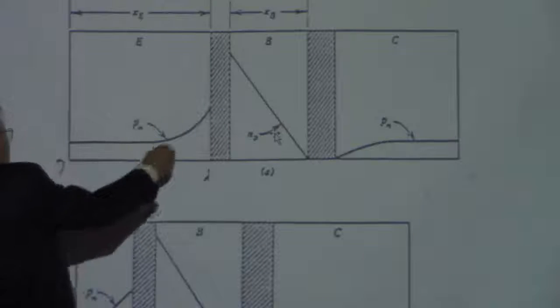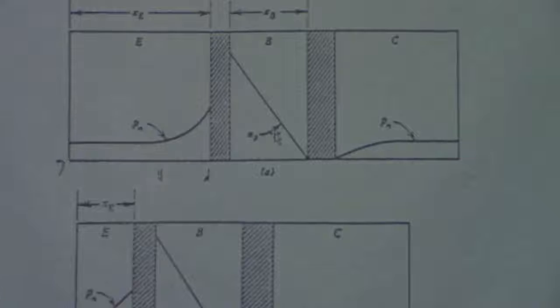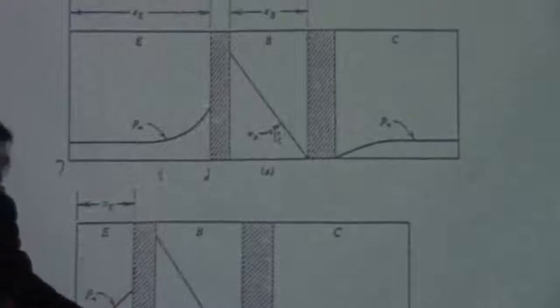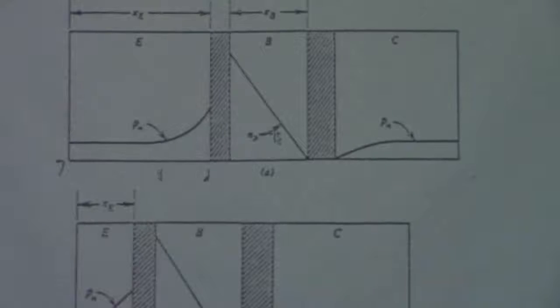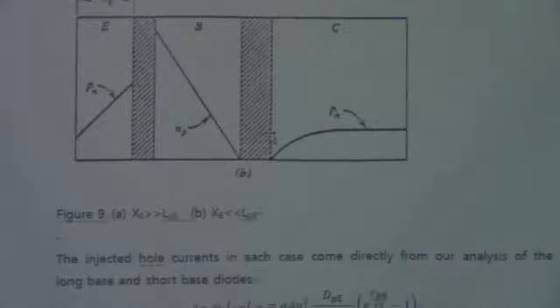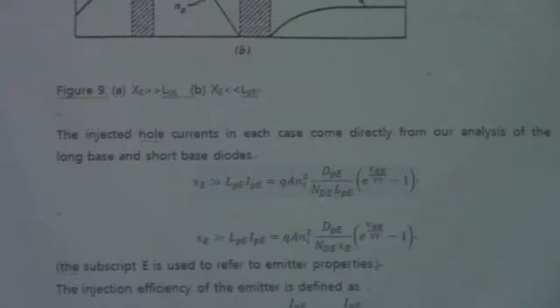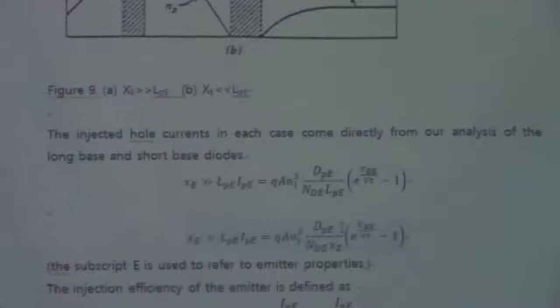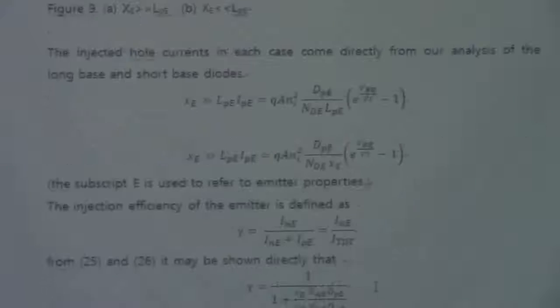We have a long base diode and a short base diode in the emitter. So we can think of both cases. It's not that complicated. We just have simple equations which are very close to each other. It's just a linear thing.